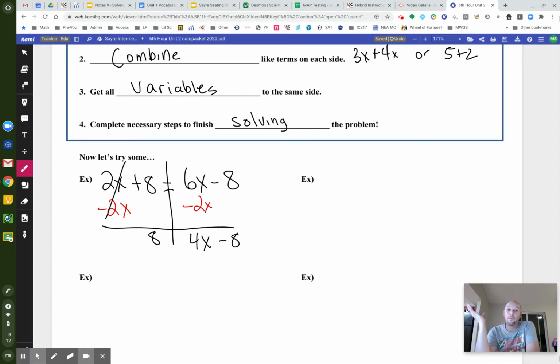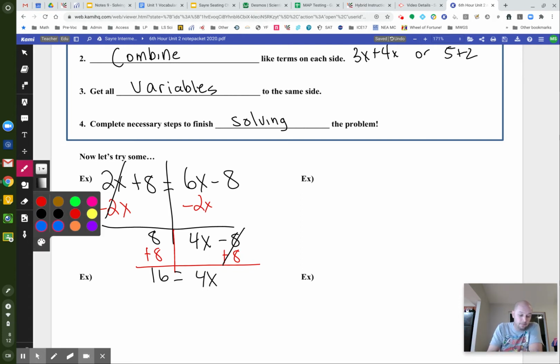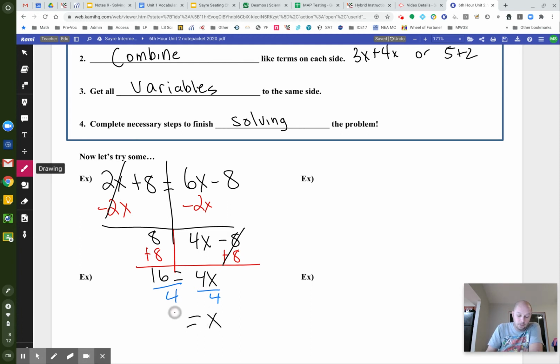Now I want to get all of my numbers to the other side. So to do that, again, I do the opposite. So I have minus 8. I'm going to add 8 to both sides. And I get that 8 plus 8 is 16. And I get that equals 4x, because these go away. Now the opposite of multiplying is dividing, so I'm going to divide both sides by 4, and I get x equals 4. So that is my answer, okay?